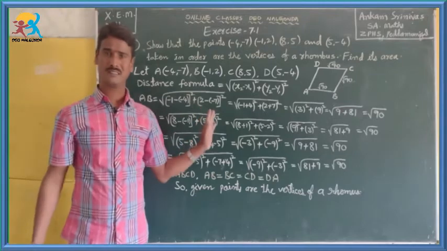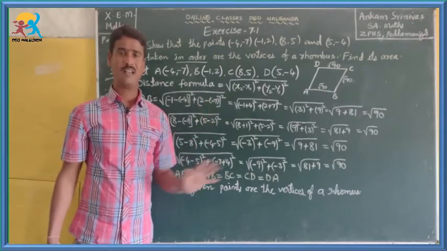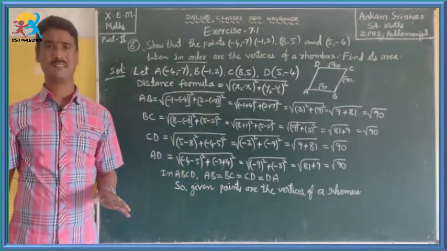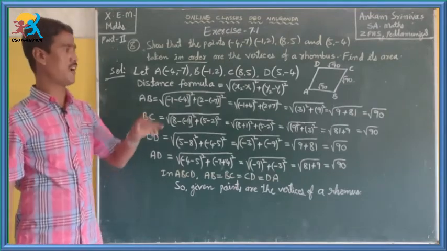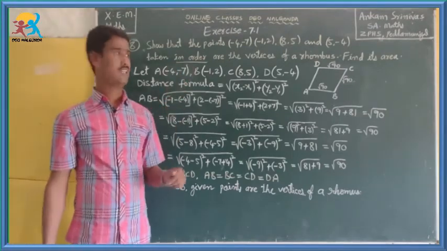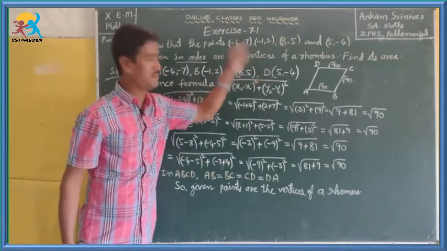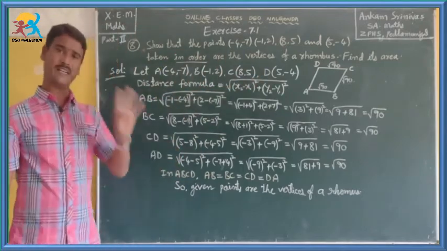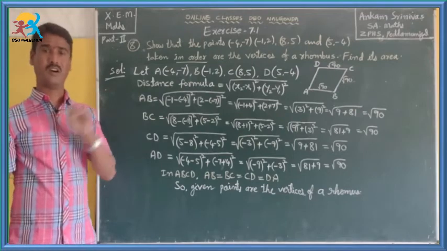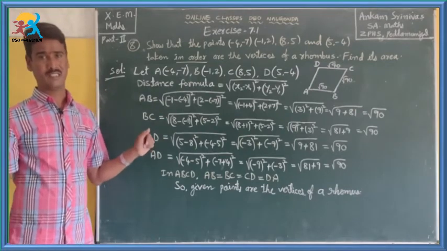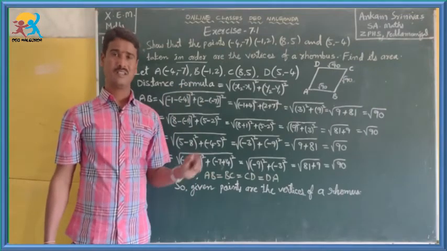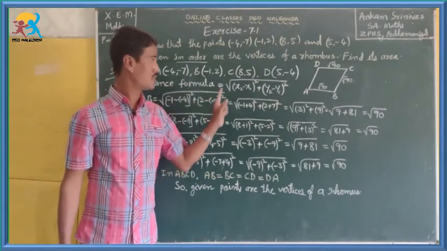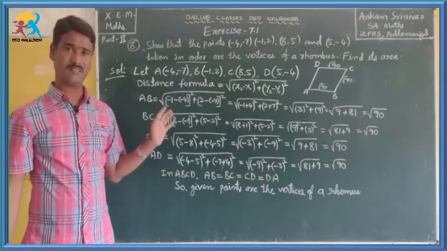Very easy, children. In a quadrilateral, if we ask the question parallelogram, we have to find the four sides. We have to prove opposite sides are equal. If we ask the question rhombus, we again have to find the four sides. All sides are equal.